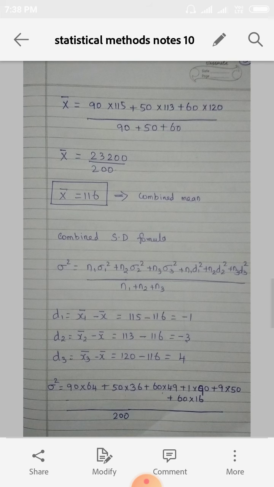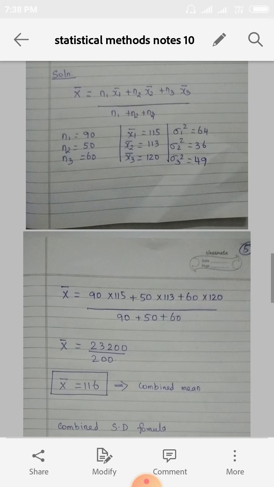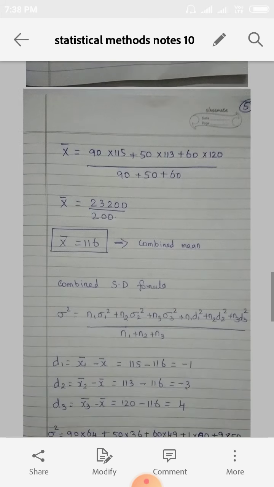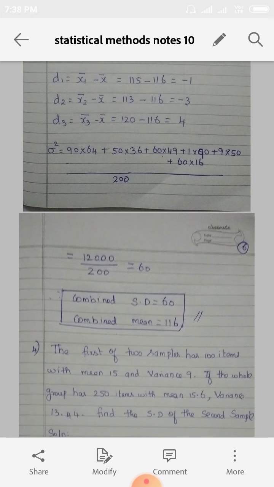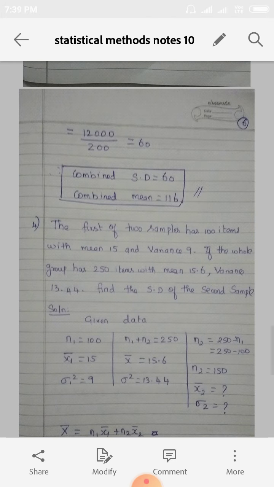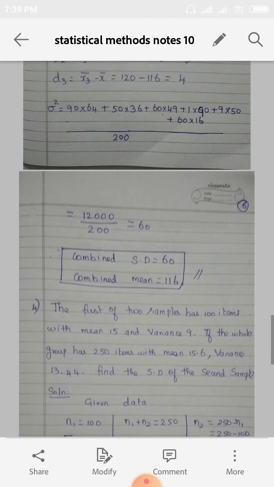Before using the formula, we have to find d1, d2, d3. We already know the formulas: d1 is x1 bar minus x bar, then x2 bar minus x bar, and x3 bar minus x bar. We already found x bar is equal to 116, and we know x1 bar, x2 bar, x3 bar. So find d1, d2, d3 and substitute in the formula. We get the combined mean and combined standard deviation. Combined standard deviation is equal to 60 and combined mean is equal to 116.